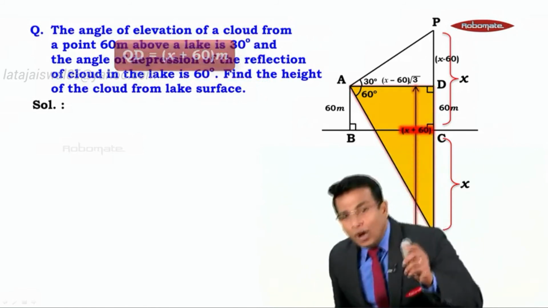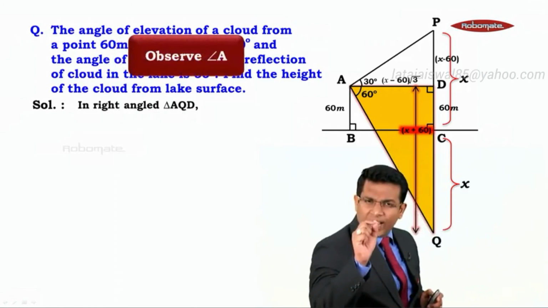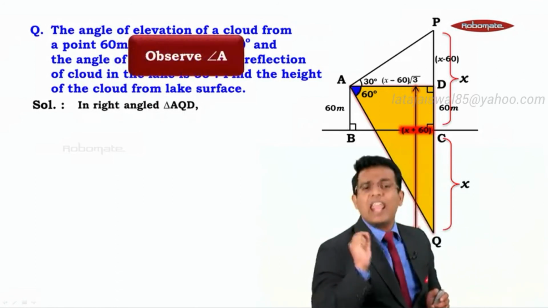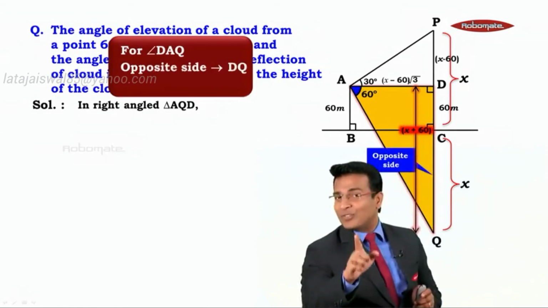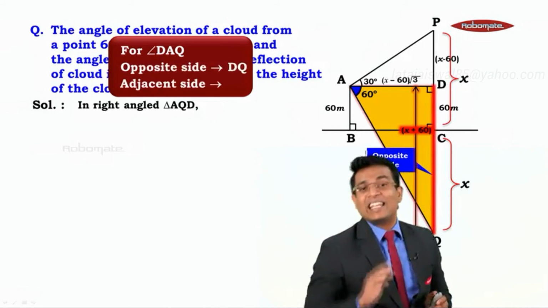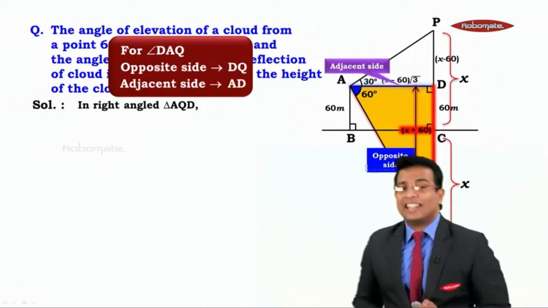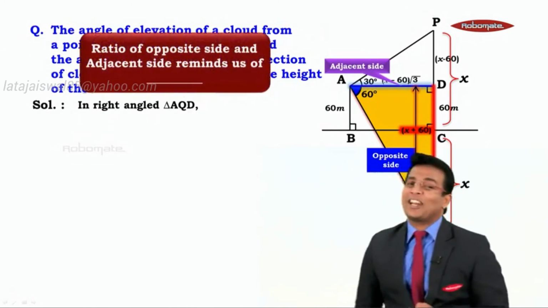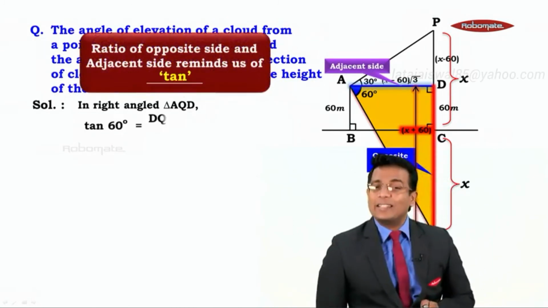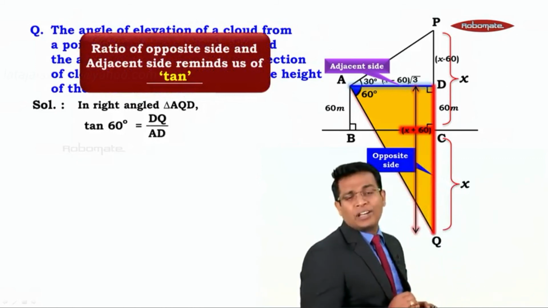Now observe when you use that in this right angle triangle, when you look at that acute angle that is 60, which is angle A, observe the opposite side. What is the opposite side? That is QD, which we just now got, x plus 60. And the adjacent side is the common side, which is AD. So again opposite side and adjacent side, that means which ratio? Yes, it is the tan ratio. So we take tan of that angle 60. So tan 60 is equal to DQ upon AD.